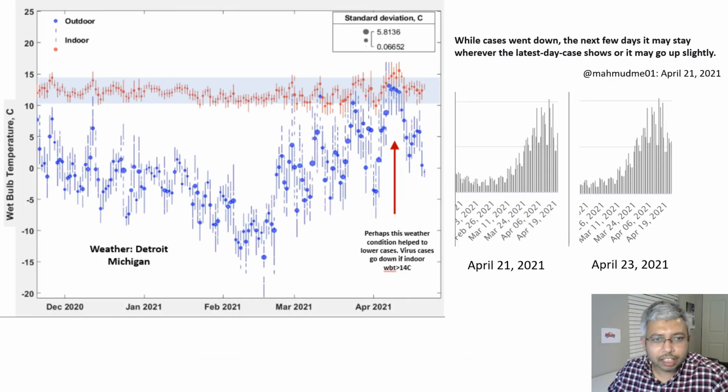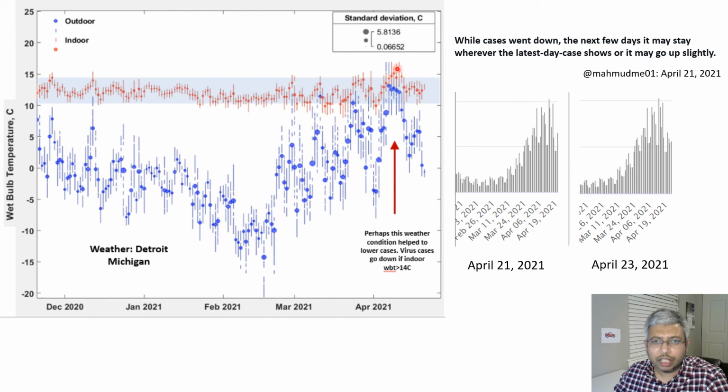So this is my final slide. I wanted to make it very short, but unfortunately I couldn't. Already 20 minutes gone. So I tweeted this picture the other day, on April 21, and I mentioned that the cases in Michigan are going down because of this scenario. So this is the infectious temperature zone, 11 to 14 degrees Celsius. When indoor wet bulb temperature goes higher than that, that means people are not getting sick enough, and the number of cases goes down.